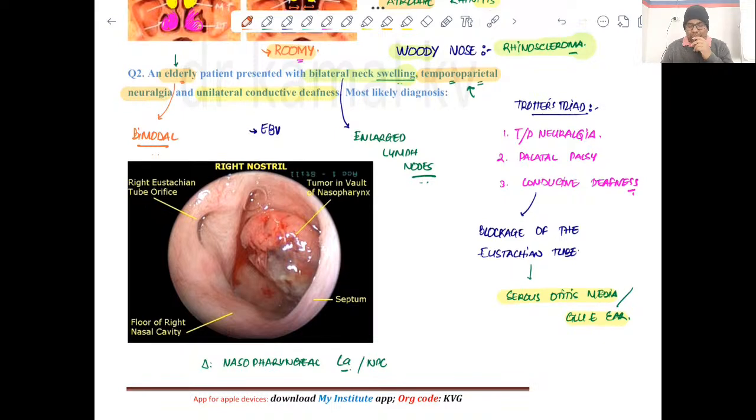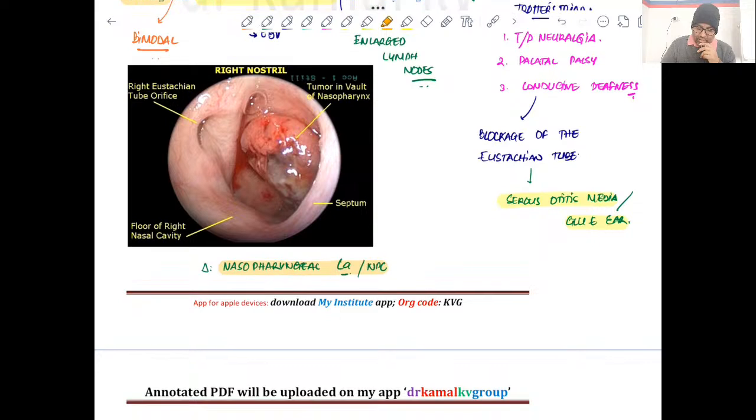So this is a classical description. The moment you have even a single keyword, I think you should jump to the answer as nasopharyngeal carcinoma. So these are very basic questions, and I expect students not to make any suicidal errors here. They should mark the answers at the earliest, save your time, secure your marks, and go ahead. Okay? So if you look in the image here, you can see this is nasopharyngeal carcinoma, and this is the eustachian tube opening. So this tumor mass actually blocks the eustachian tube opening.